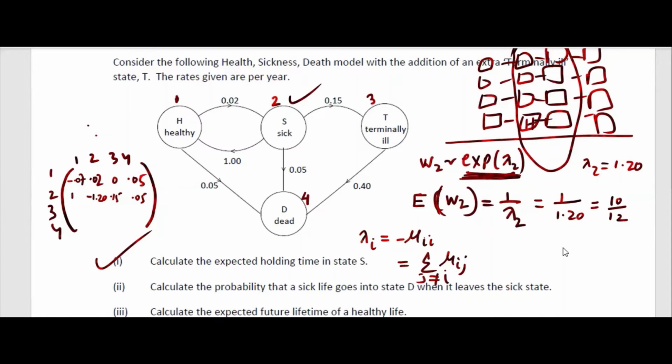So this way we can find expected waiting time. If you know the distribution of waiting time, you will be able to find expected waiting time. But this example is for a different thing. We'll go to that. Okay, mainly we'll do part 2 and part 3.